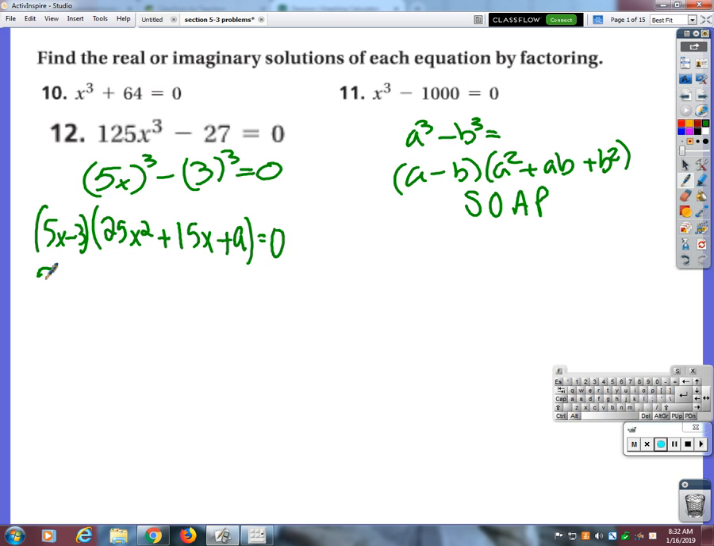Anywho, that tells us that 5x minus 3 could equal 0, or 25x squared plus 15x plus 9 could equal 0. This one is relatively easy to solve. What do you get from that? 3/5. You would add 3, divide by 5. This one, not so much. This one you need to go to the quadratic formula to solve.